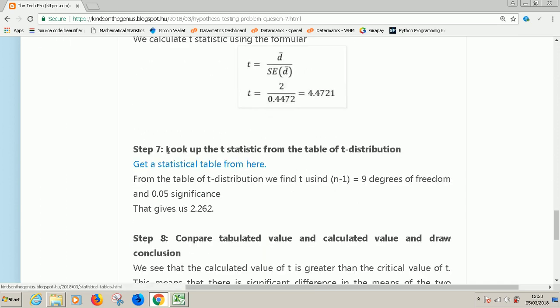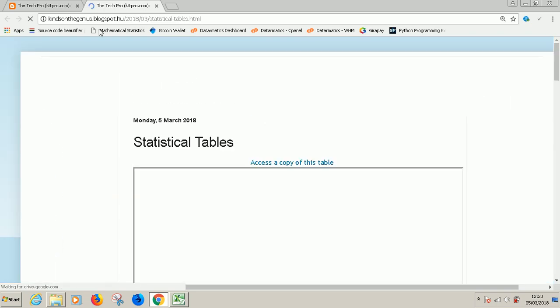So step 7, look up the t-statistic from the table of t distribution. So from the table of this t distribution, we find it using n minus 1 equal to 9 degrees of freedom and 0.05 significance. That gives us 2.262. So let's verify, remember this is t calculated. Now let's look at the table to see if we can get exactly that.